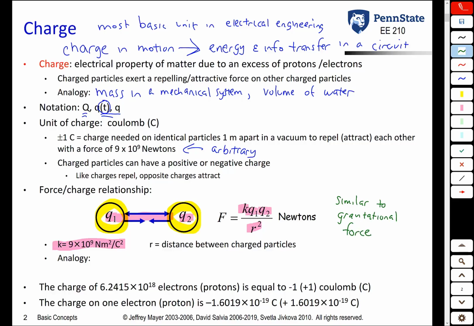The only difference is that in gravitational force, these Q1s and Q2s are masses. Remember, I said charge was similar to mass. And of course, this coefficient out front, K, is going to be different. So a good analogy here is gravitational force. Once again, the difference is that gravitational force is always attractive.